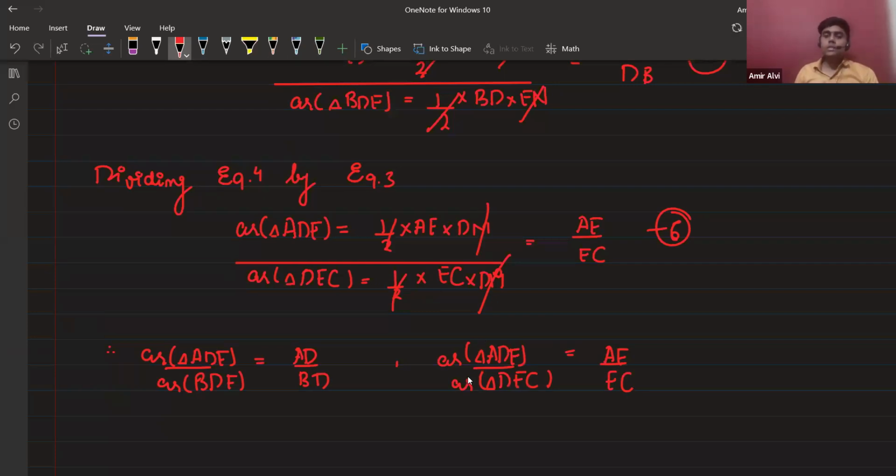Now, Adil, see, if I somehow make the left hand side equal, so if the left hand side of both the equations are equal, I can equate the right hand side as well. So if I am able to equate the right hand side, the theorem will be proved, because I want to prove that AD by DB or BD is equals to AE by AC.